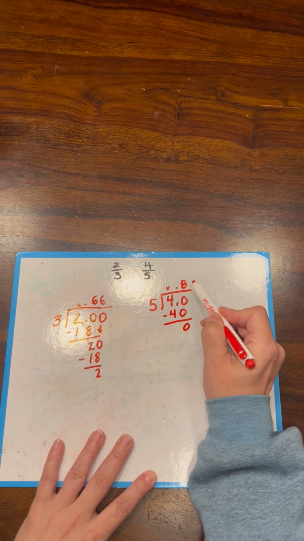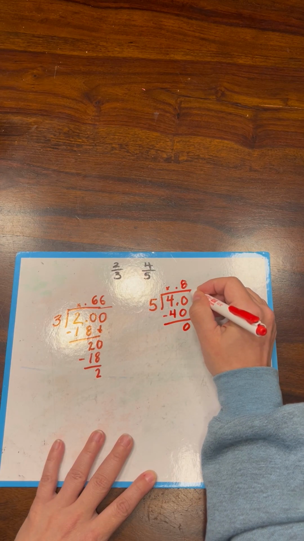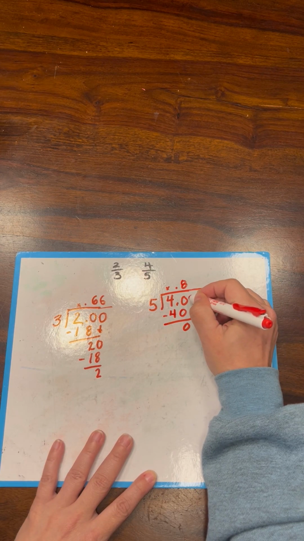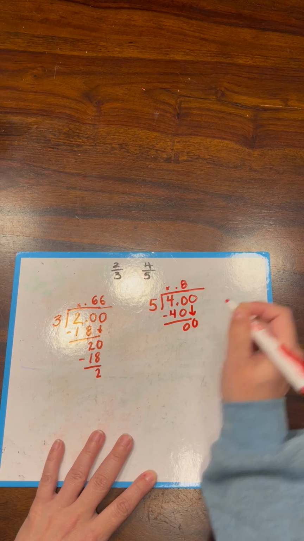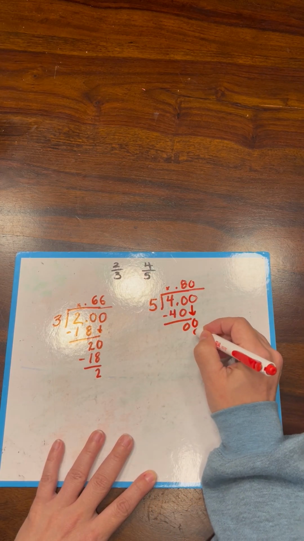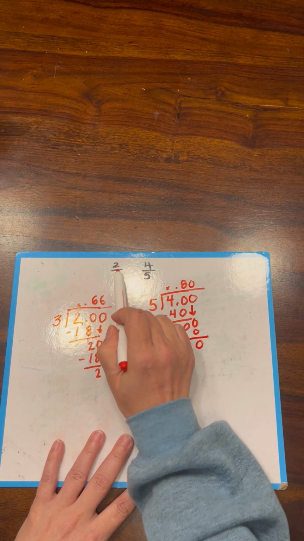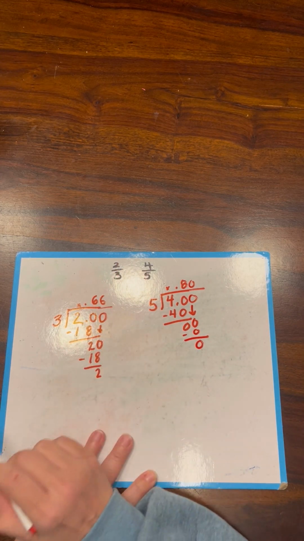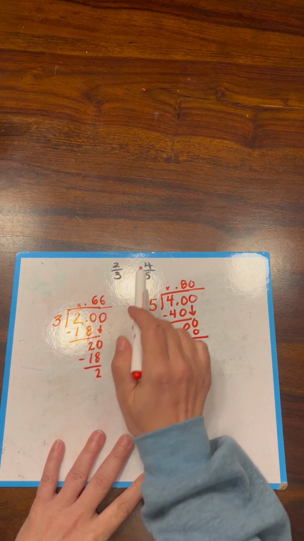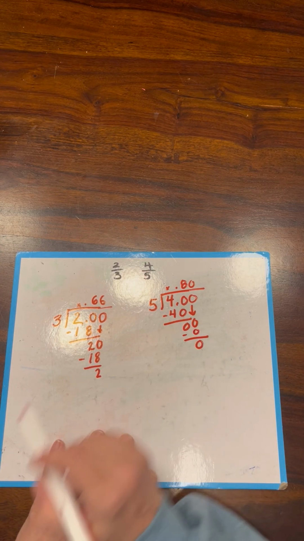We still only have to the 10ths place here. So I do still need to add another place value. So I'm going to bring my zeros down. 5 goes into 0. 0 times 5 is 0. All right, so I'm left with these two numbers. 2/3 is equivalent to 66 hundredths. 4/5 is equivalent to 8/10 or 80 hundredths.